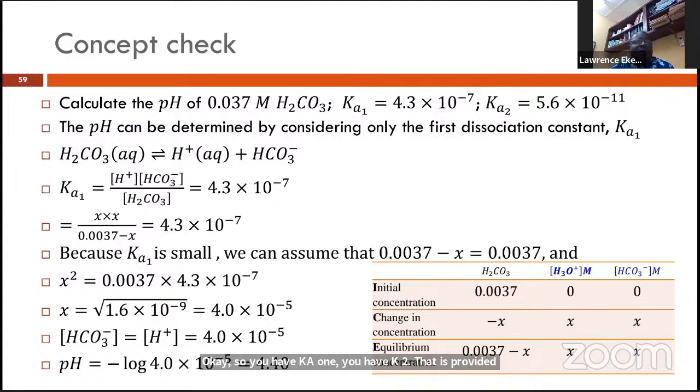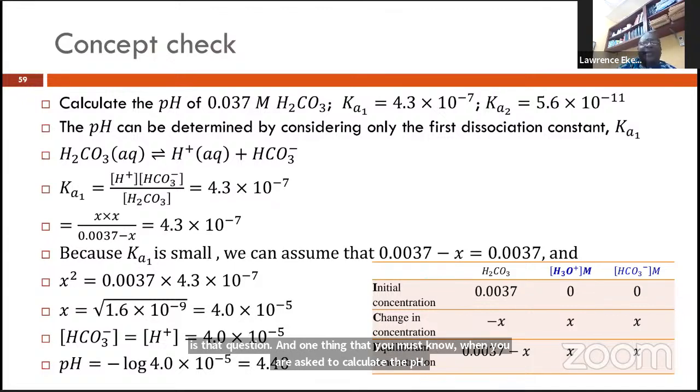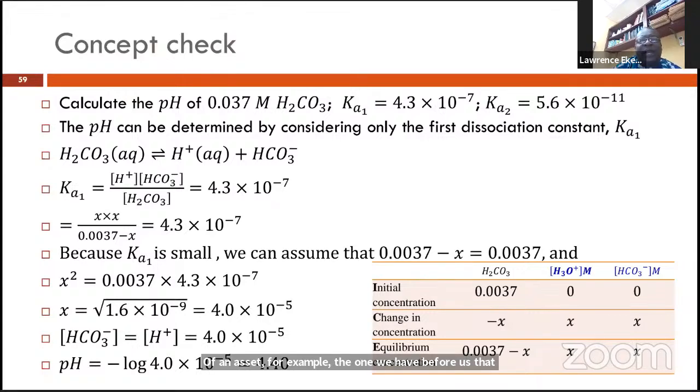And one thing that you must know when you are asked to calculate the pH of an acid, for example, the one we have before us, that has the ability to donate 2 protons in water, like I said, it donates the proton one after the other. And so we can decide to calculate the pH of the acid using the first dissociation constant, K1. So we may not need to use K2, we'll just use the first dissociation constant, K1.